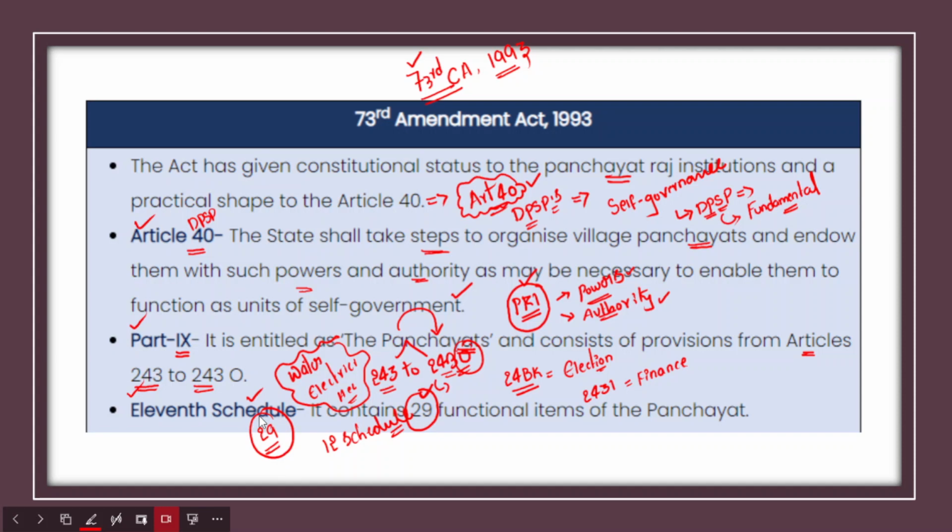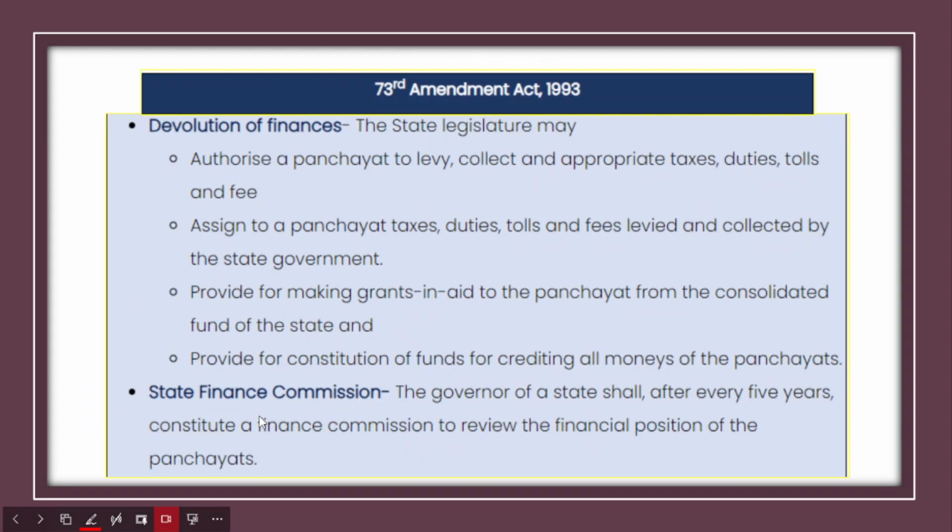Clear? Apart from that, we should also understand the devolution of finances to these Panchayati Raj institutions as mentioned under the 73rd Constitutional Amendment Act of 1993. What sort of financial powers were devolved to these Panchayati Raj institutions? However, when it comes to the devolution of financial powers, most of the financial powers are kept with the state legislature.